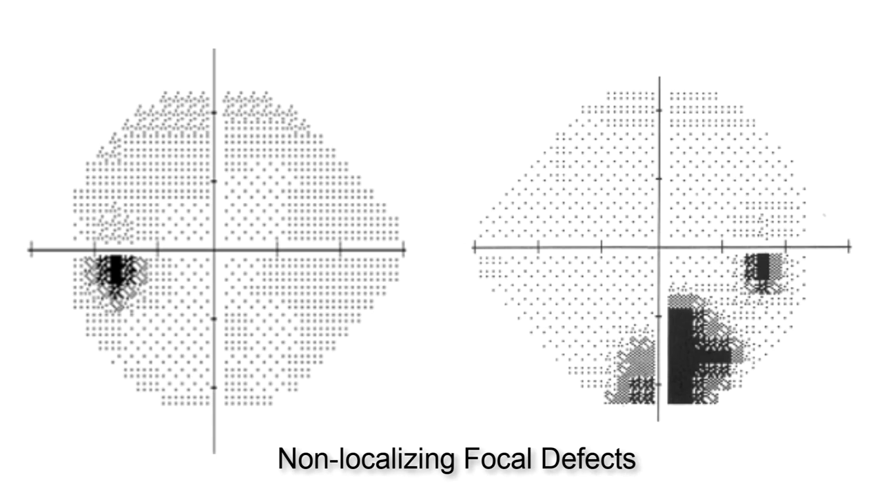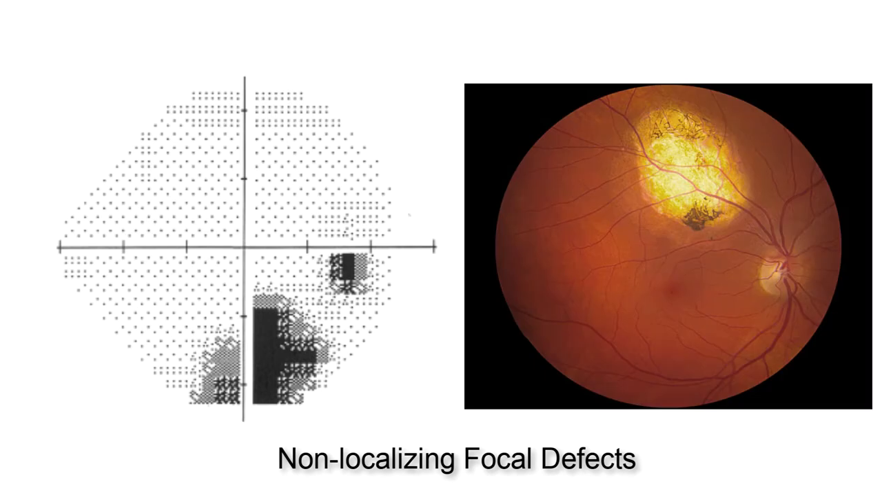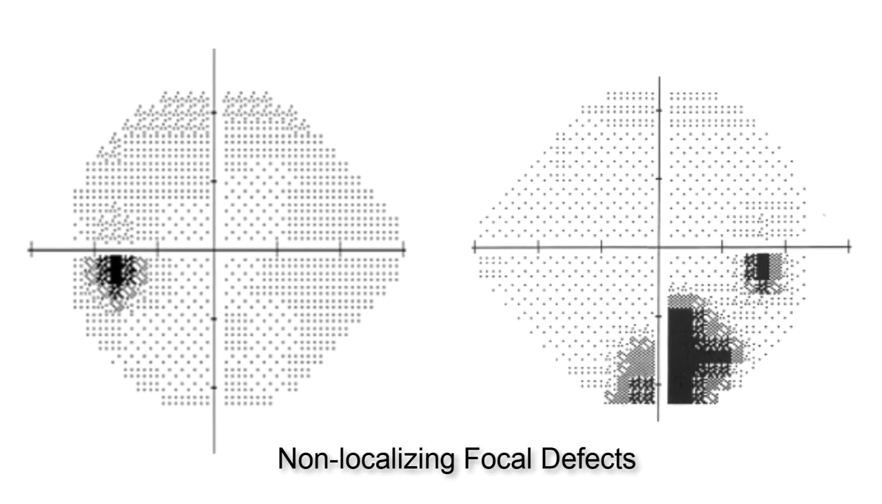Non-localizing focal defects lack the features of hemianopic and nerve fiber bundle defects. They are disappointingly unhelpful in locating a responsible lesion. But look carefully at the optic fundus to make sure there is not a visible abnormality that corresponds to the focal visual field defect. If there is no visible fundus lesion, you are stuck without an explanation unless you were wrong and the focal defect is actually part of a nerve fiber bundle defect or hemianopic defect. Now look for those localizing visual field defects.